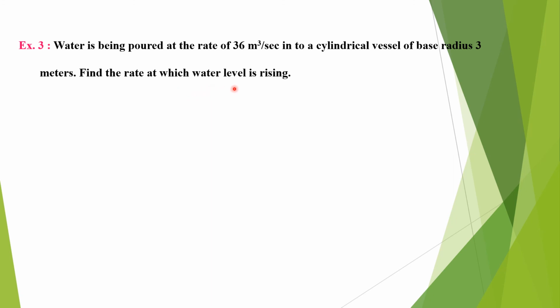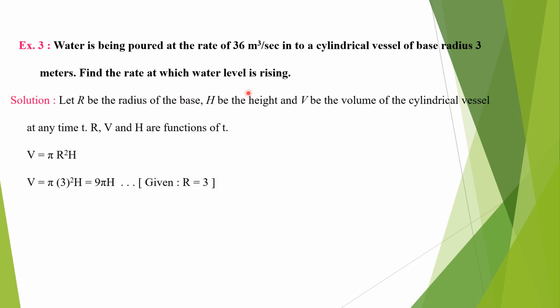The level is denoted by h, that is the height. Hence we have to find dh by dt. Solution. Let r be the radius of the base, h be the height, and v be the volume of the cylindrical vessel. At any time t, r, v and h are functions of t. The volume of the cylindrical vessel is v equal to pi r square h. Radius is given as 3. Put the value of r equal to 3, v equal to pi into 3 square into h. 3 square is 9, therefore v equal to 9 pi h.